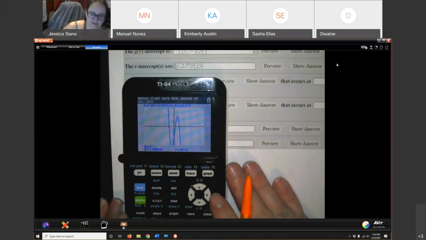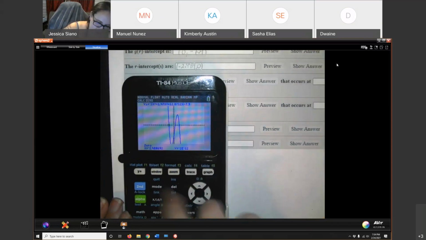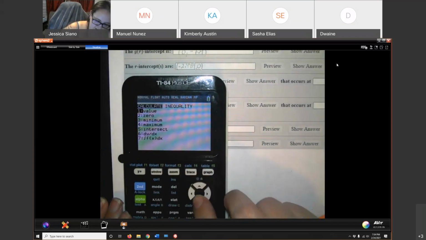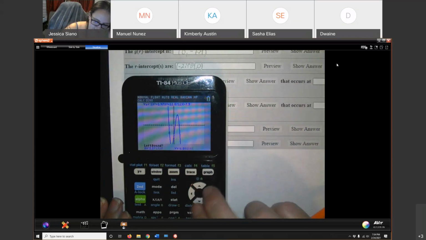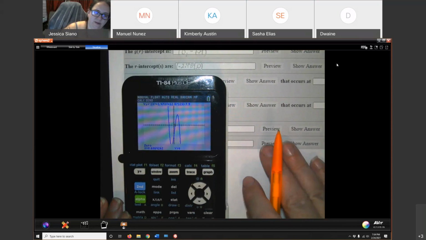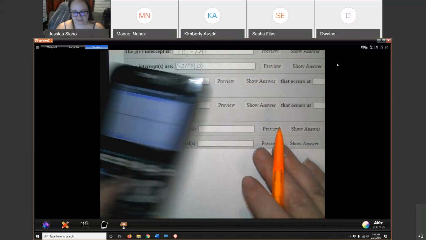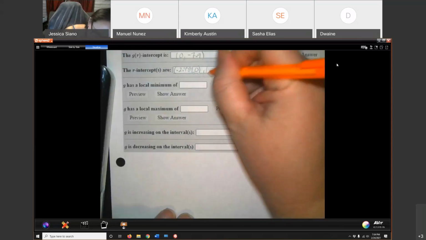Okay, now let's find the middle one. So press second and then calc, zero. Move your cursor so it's anywhere to the left and press enter. Anywhere to the right and press enter. Enter one more time. So 0.606.